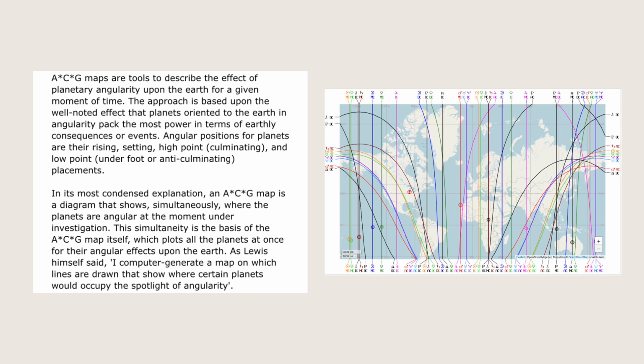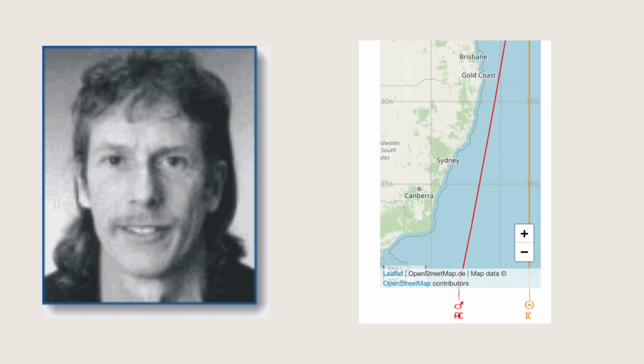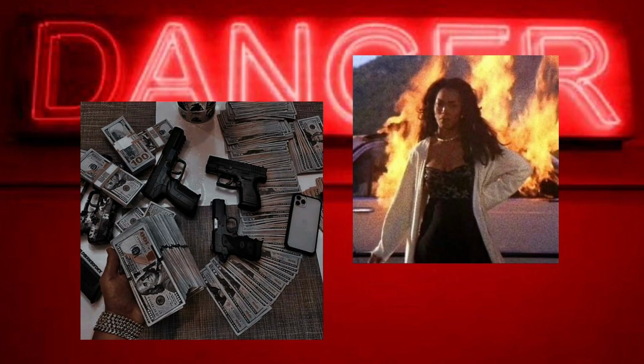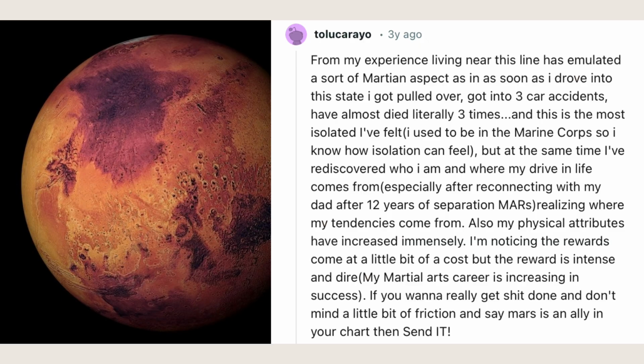But with every great story, there is an end, and not every story ends well. Unfortunately, Jim Lewis did die on his Mars ascendant line. He died in a car crash. Mars is the planet of aggression, action, danger, blood. Things that are very violent, though not entirely terrible, but it rules over things like danger, accidents, fighting. Mars is literally the planet of war and aggression and fighting.